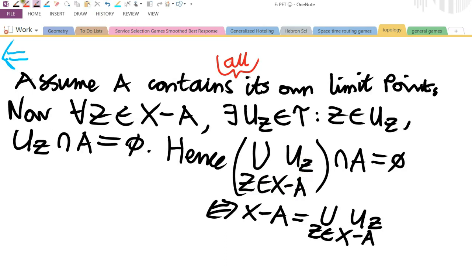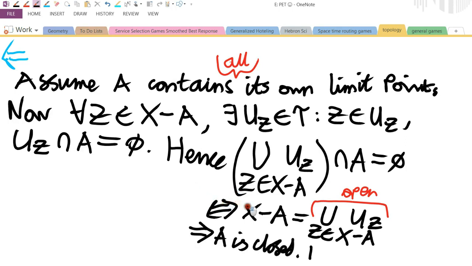Now, we know that each of these sets UZ is open, and we know that the union of open sets is open, so this is open. So we know that A has an open complement. So if X take away A is open, then A must be closed. So this implies that A is closed, which completes our proof.